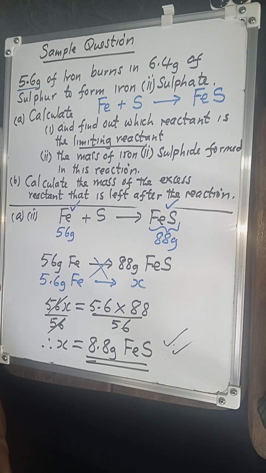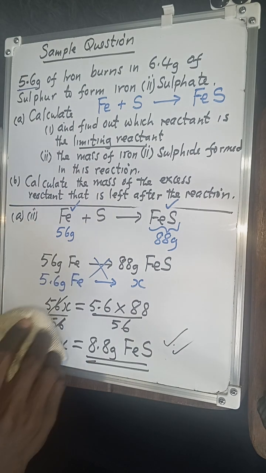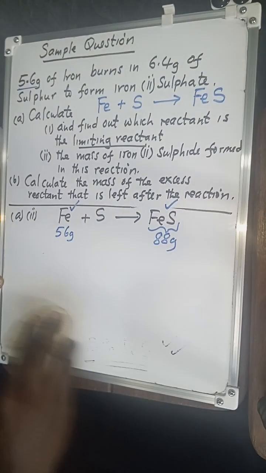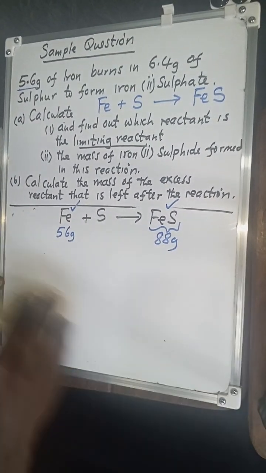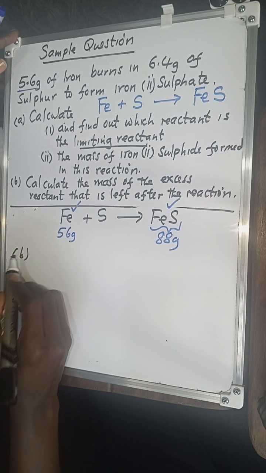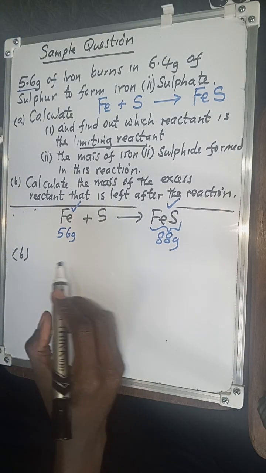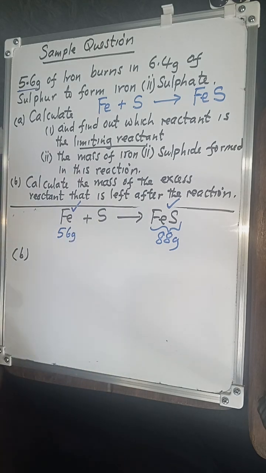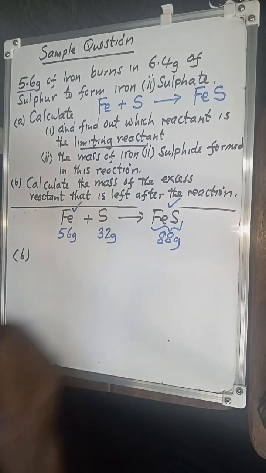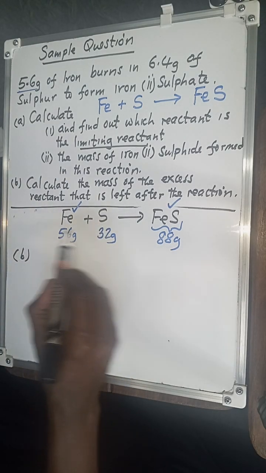B says calculate the mass of the excess reactant that is left after the reaction. So they want us to know the mass of the excess reactant. We know the excess reactant is sulfur. Let's see how you can go about that. For the B part, I'm going to compare the two. I know the total mass of sulfur from the balanced chemical equation is just 32 grams. So I'll compare the two now.